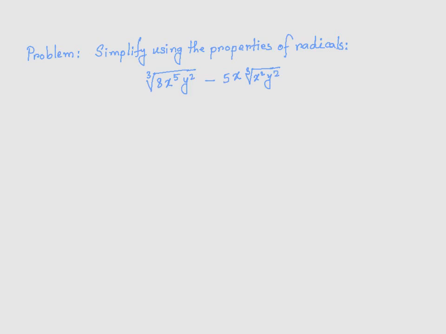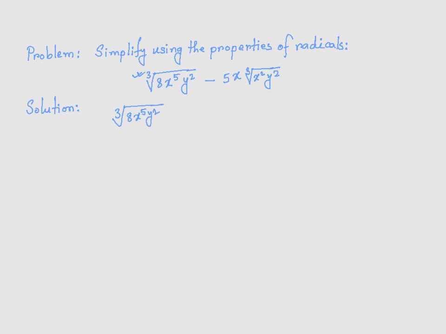In this video, I am going to use the properties of radicals to simplify this given radical expression. Let's start off with the first term, which is this cube root of 8x to the power 5 y square. By the way, as it is given in the problem, there are no like terms, so we can't really combine them. However, if we simplify the first term a little bit, we can find something simpler which will give us similar terms or like terms.